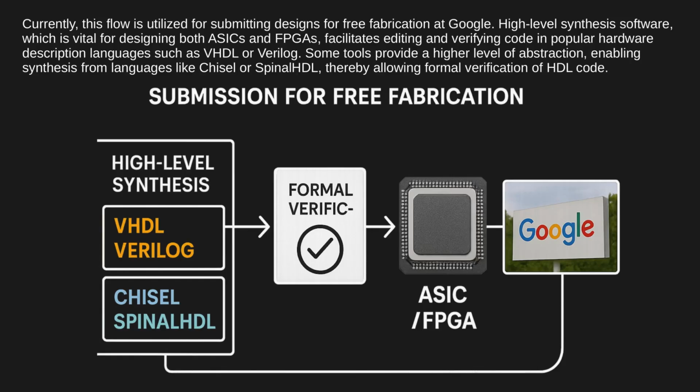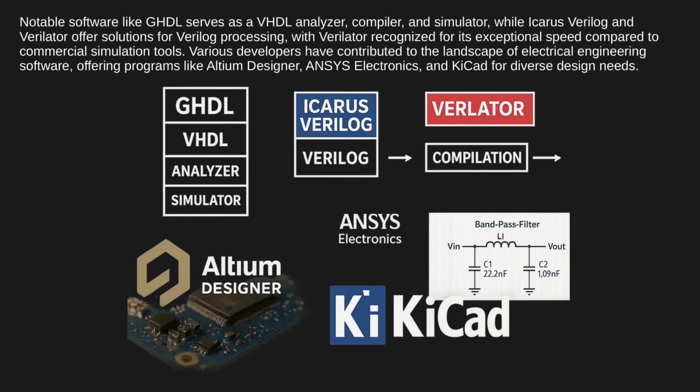High-level synthesis software, which is vital for designing both ASICs and FPGAs, facilitates editing and verifying code in popular hardware description languages such as VHDL or Verilog. Some tools provide a higher level of abstraction, enabling synthesis from languages like Chisel or SpinalHDL, thereby allowing formal verification of HDL code. Notable software like GHDL serves as a VHDL analyzer, compiler, and simulator, while Icarus Verilog and Verilator offer solutions for Verilog processing, with Verilator recognized for its exceptional speed compared to commercial simulation tools.